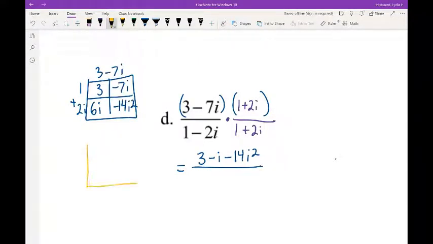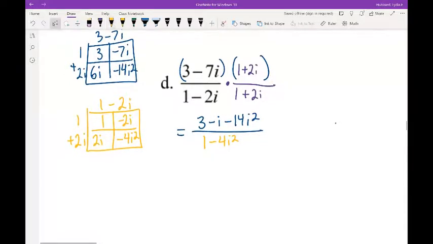Then I'll do my denominator. And I'll get 1 minus 2i times 1 plus 2i. 1 times 1 is 1. 1 times a -2i is -2i. 1 times a positive 2i is a positive 2i. And -2i times 2i is a -4i squared. So I'll have 1. Those i terms will cancel, leaving me with minus 4i squared, which is exactly what I want.